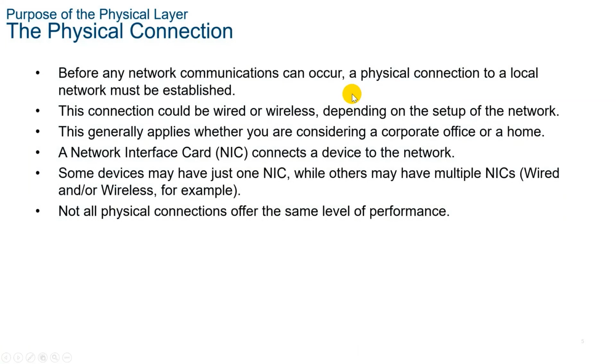Let's start with the purpose of the physical layer. The physical connection, whether connecting to a local printer in the home or a website in another country: before any network communications can occur, a physical connection to a local network must be established. A physical connection can be a wired connection using cable, or a wireless connection using radio waves. The type of physical connection used depends on the setup of the network.